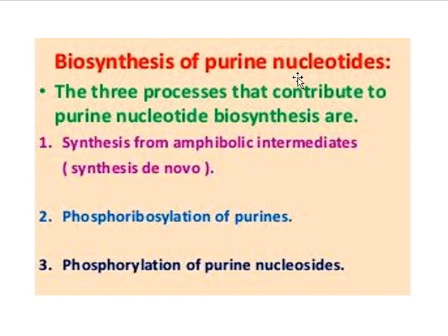Now the biosynthesis of purine nucleotides. There are three processes that contribute to their synthesis. One is the synthesis of nucleotides from amphibolic intermediates. The other process is the phosphoribosylation of purines. The third one is the phosphorylation of purine nucleosides.